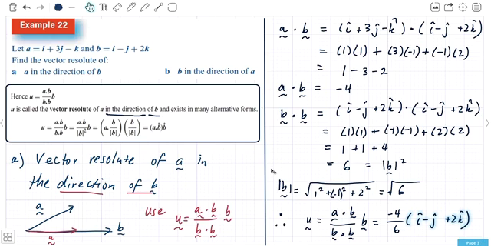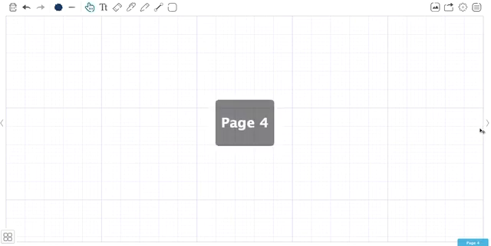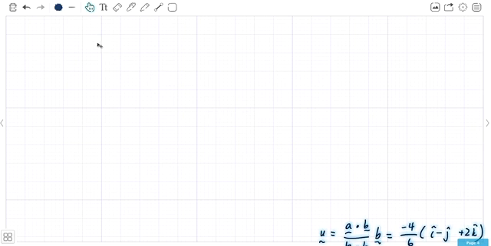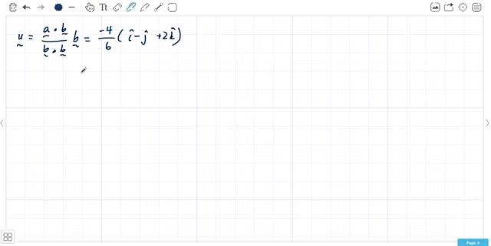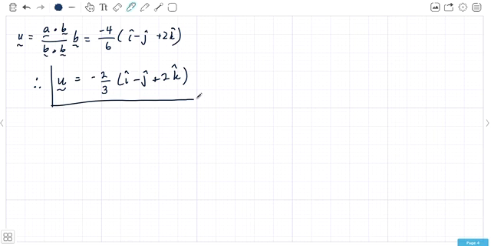You could also simplify this. If you want to simplify, I'll put it onto the next page. It would just be a matter of simplifying the fraction, so we'd divide the top and the bottom by 2. I've put brackets around that vector part just to make sure that we know that the -2/3 has to multiply the entire thing. So that's your vector resolute u of A in the direction of B.